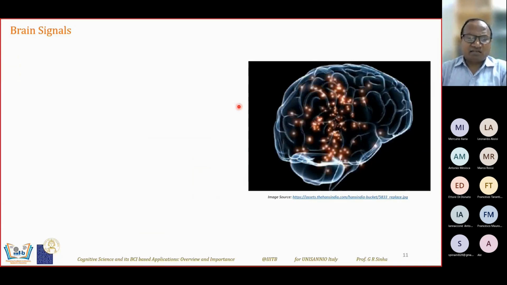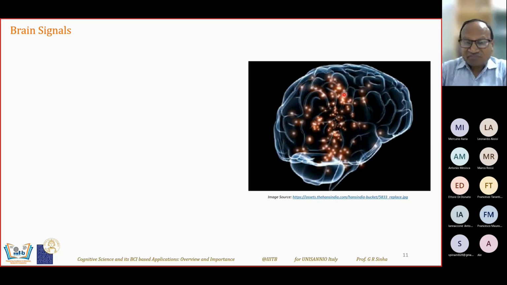So the brain signals, because we are talking about BCI today, let's briefly understand what we mean by brain signal. You look here, this is what I was telling you in the previous slide. You see the different kinds of emitted light, emitted signals. These are not actually lights, but the signals emitted by the neurons, just a visual representation of where they come from.